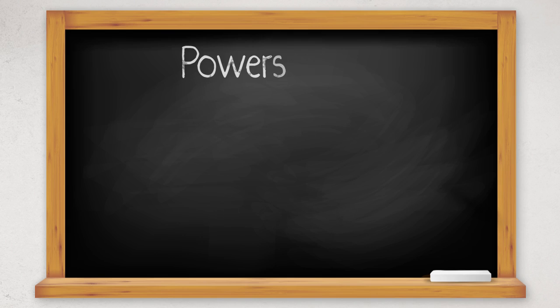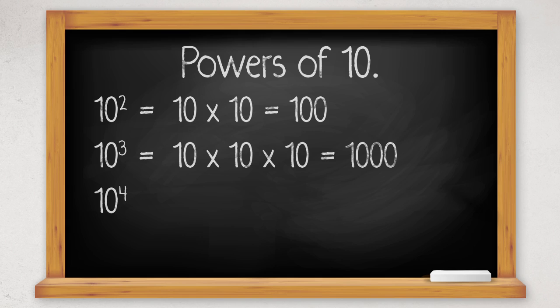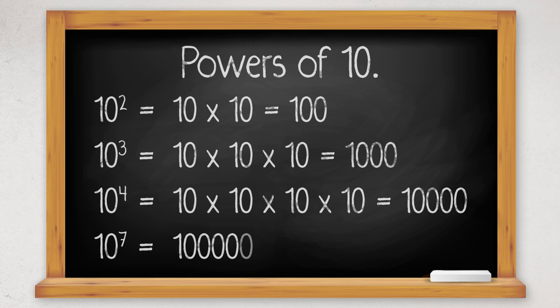It's useful to consider powers of 10. 10 to the power of 2 is 10 times 10, which is 100. 10 to the power of 3 is 10 times 10 times 10, which is 1000. 10 to the power of 4 is 10 times 10 times 10 times 10, which is 10,000. We can see that the index number is the same as the number of zeros after the 1 in the answer. So 10 to the power of 7 would be a 1 with 7 zeros after it.